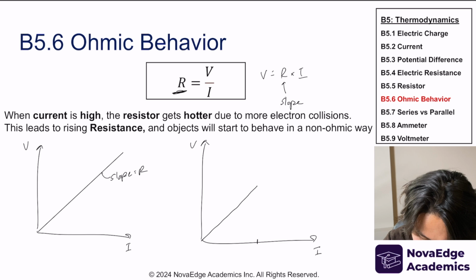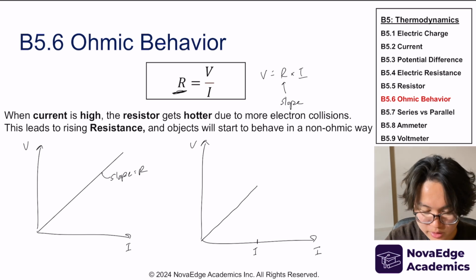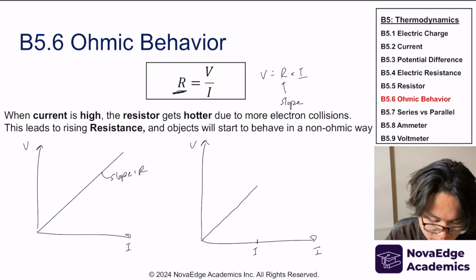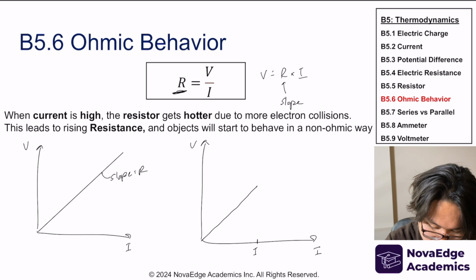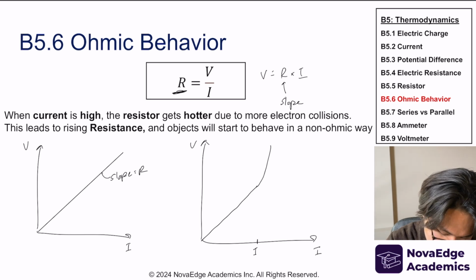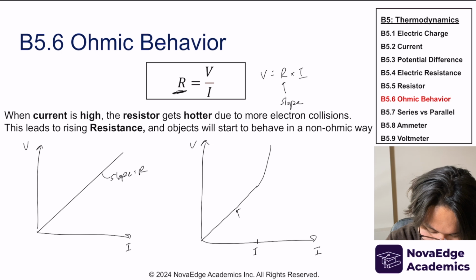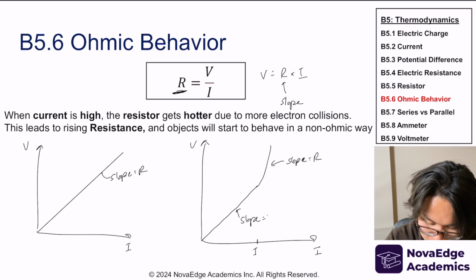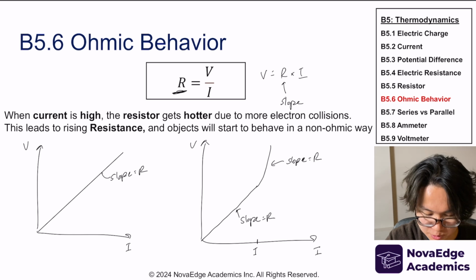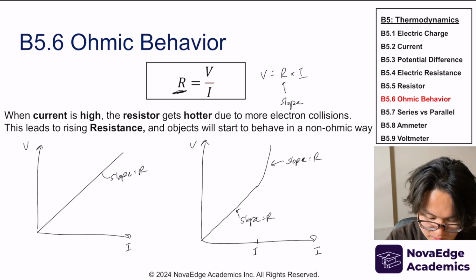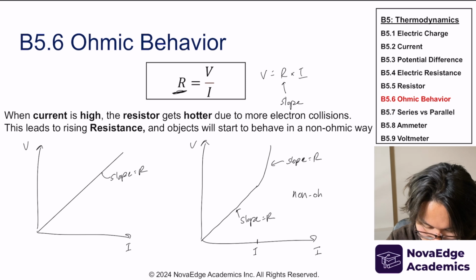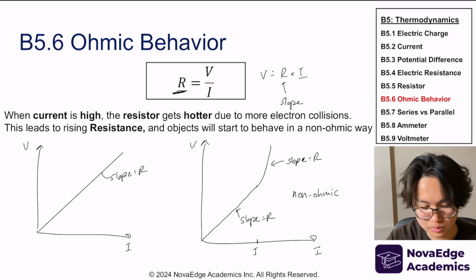But at this point, okay, at this current, the wire gets really, really hot. And if it gets really, really hot, guess what happens? R is going to increase. So the slope is no longer constant. It's going to start increasing. You can see how the slope here is much lower than the slope here because the slope is R. And R now is also increasing as well. So it's no longer constant. This is non-ohmic. Okay? They'll never tell you to calculate stuff non-ohmic, but you have to know this conceptually.